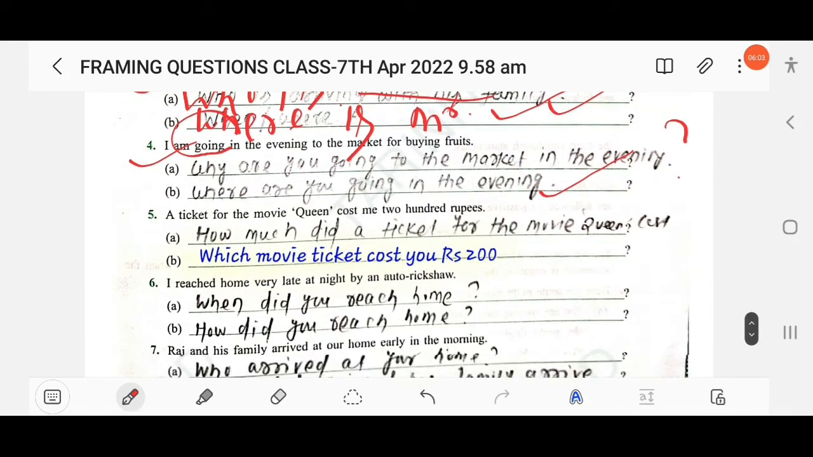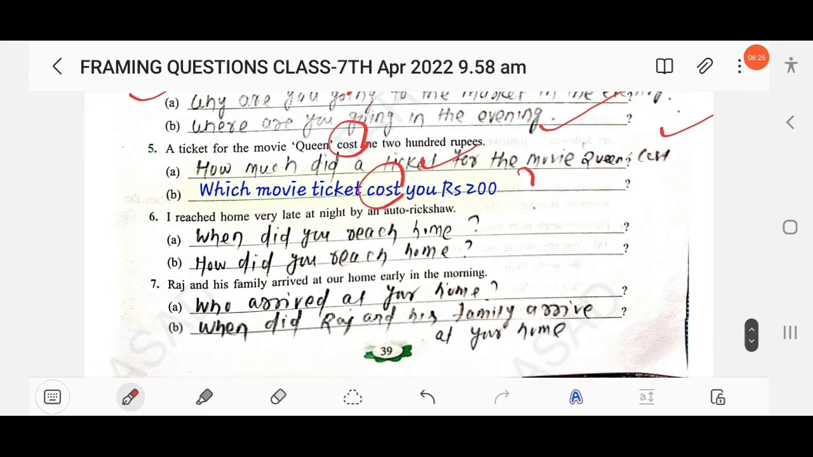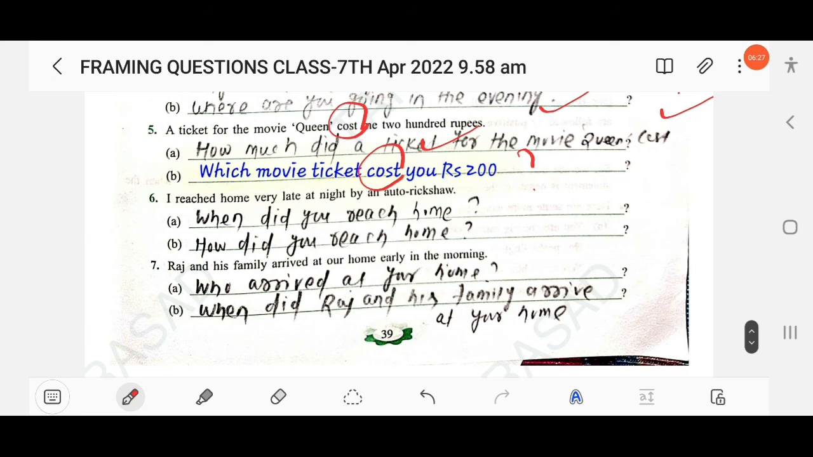The next: a ticket for the movie Queen cost me 200 rupees. Here simple past tense is used, cost. So here you have to use did. How much did a ticket for the movie Queen cost? Then next you can also use which: which movie ticket cost you 200 rupees? Here simple past tense is used, cost.